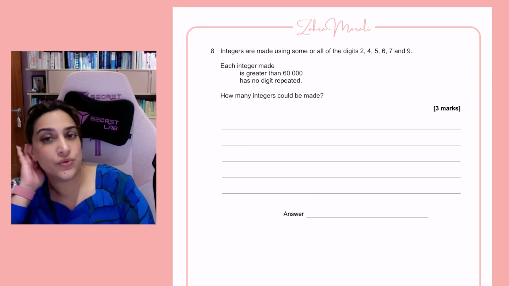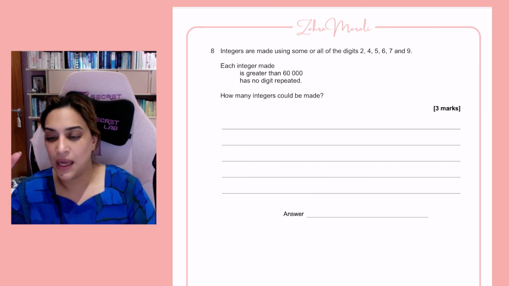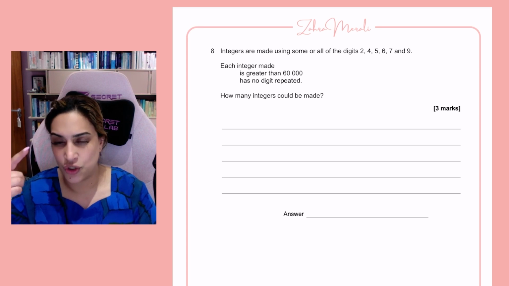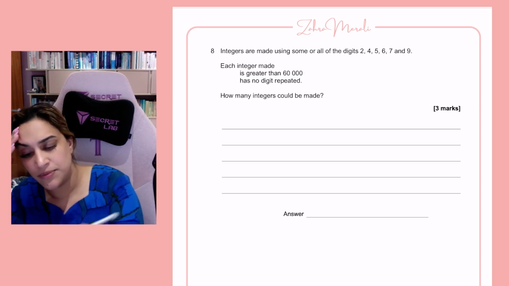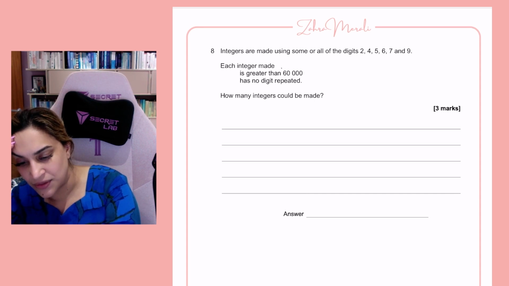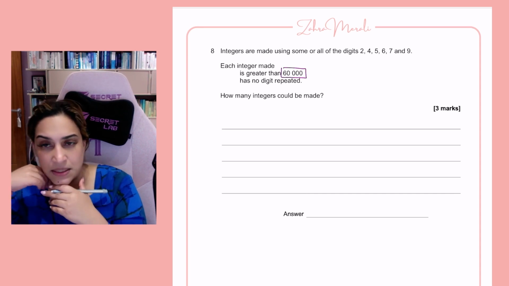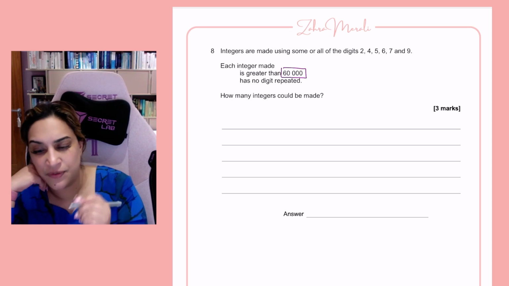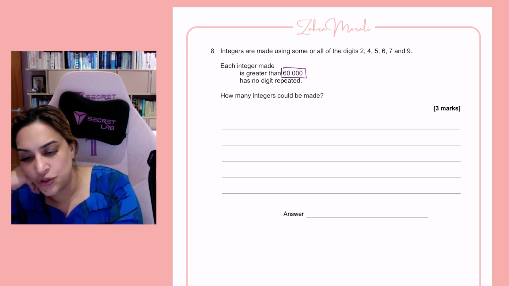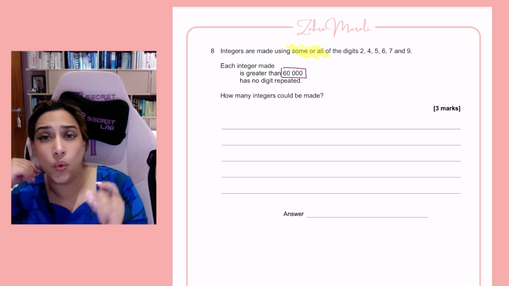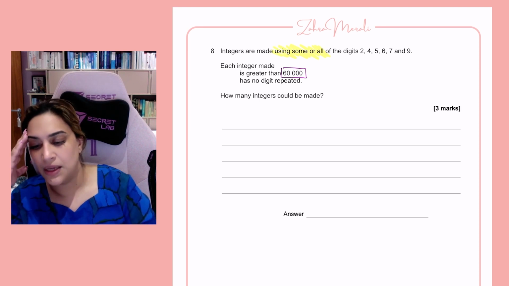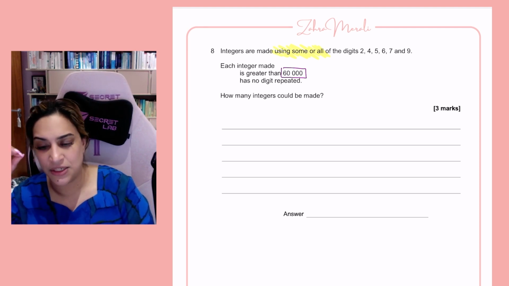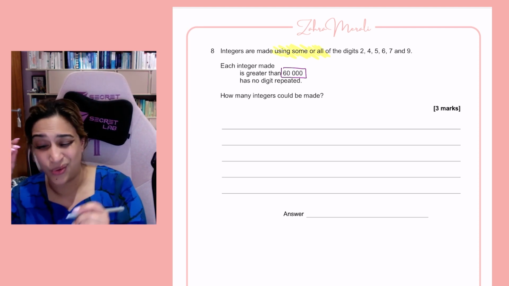The final question, which is also on the product rule, you're looking at digits 2, 4, 5, 6, 7 and 9. You want them to be greater than 60,000, nothing is repeated, and an important bit of information here is you're using some or all of the digits. So we're thinking how many integers can be made?